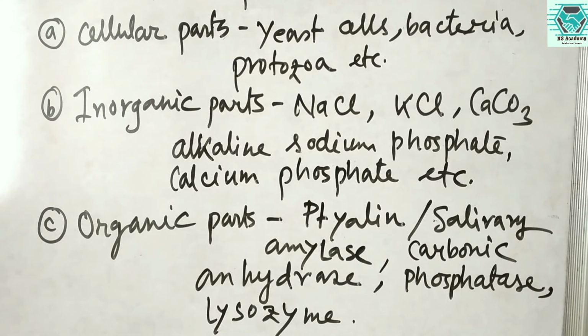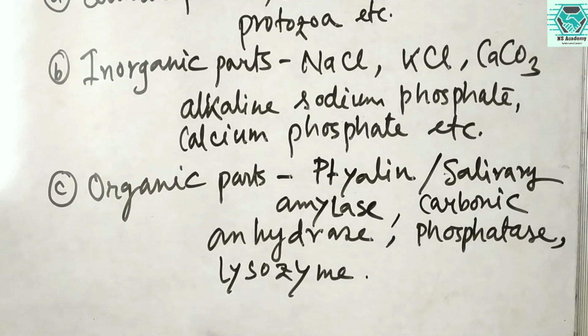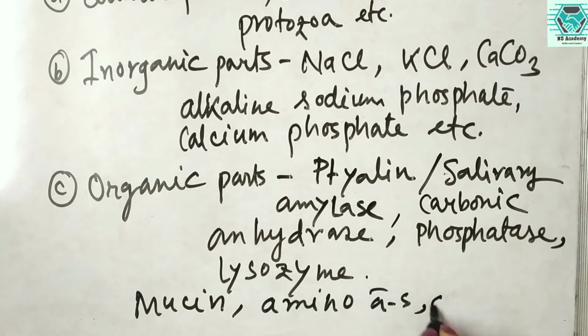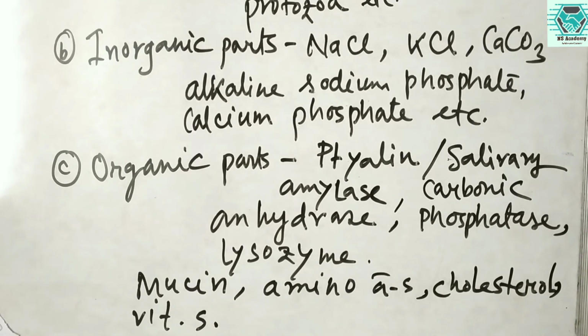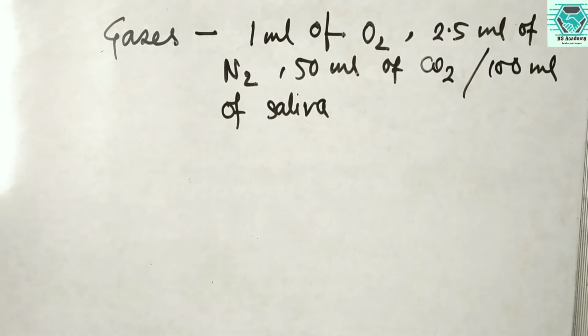Apart from that, in the organic part, there are some other substances like mucin, urea, amino acids, cholesterol, vitamins, etc. Next, in the gaseous part, 1 ml of oxygen, 2.5 ml of nitrogen, and 50 ml of CO2 are present per 100 ml of saliva.